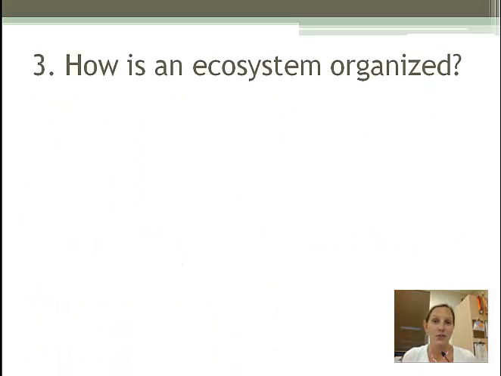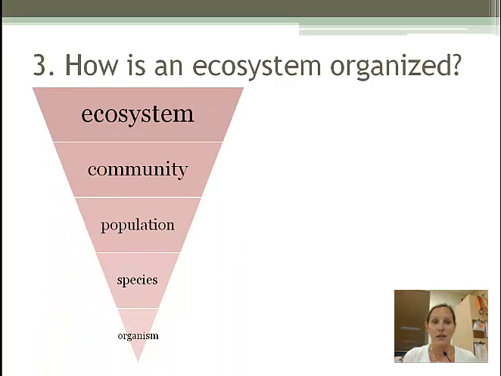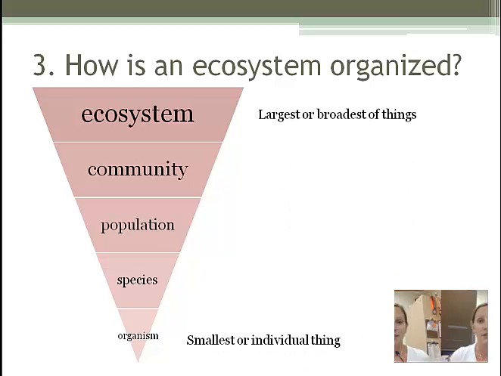Okay, we're on to essential question number 3. How is an ecosystem organized? This is an upside-down pyramid. It starts from the smallest or individual thing and goes to the largest or broadest of things. It goes from organism, species, population, community, to ecosystem. Let's take a closer look.